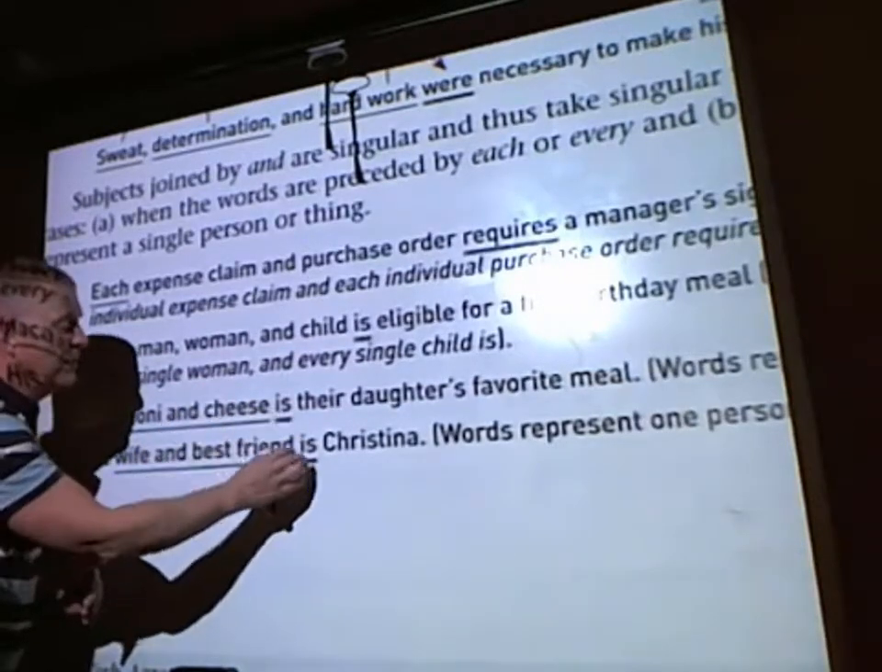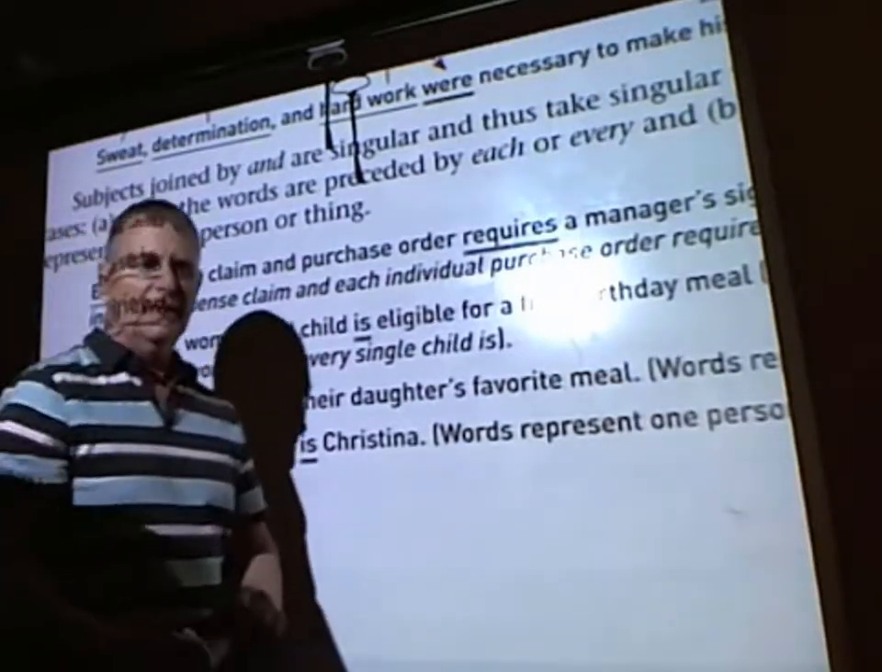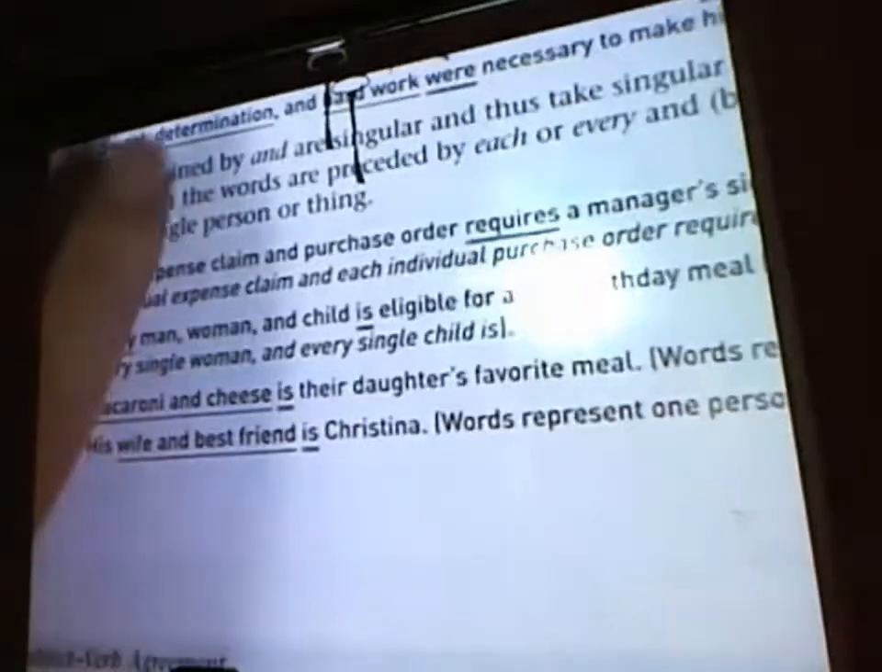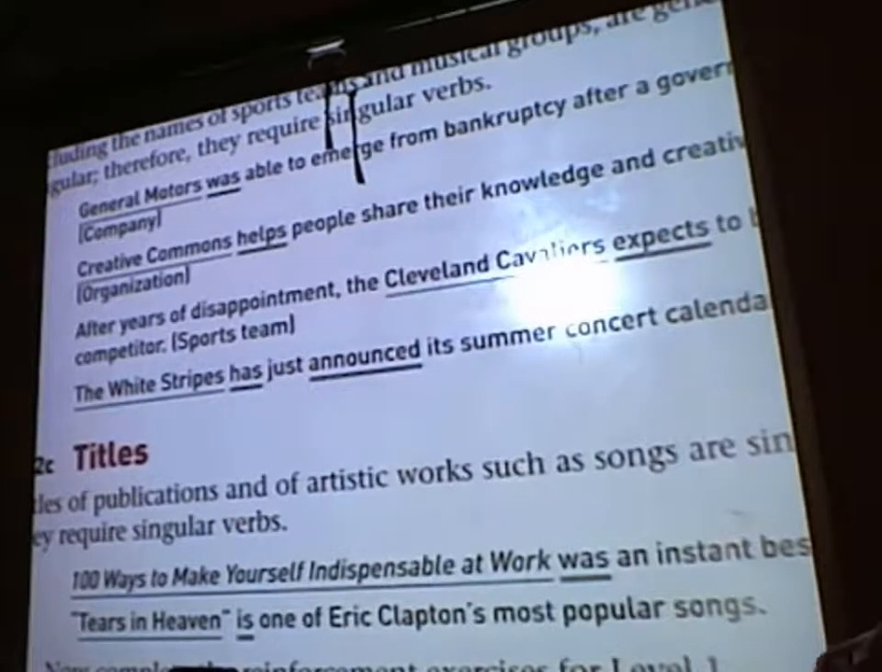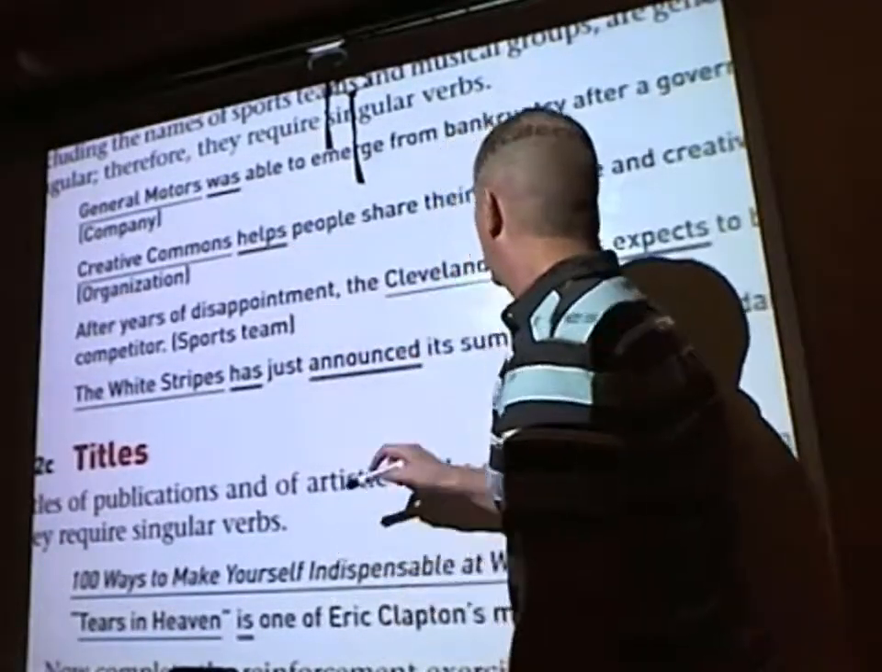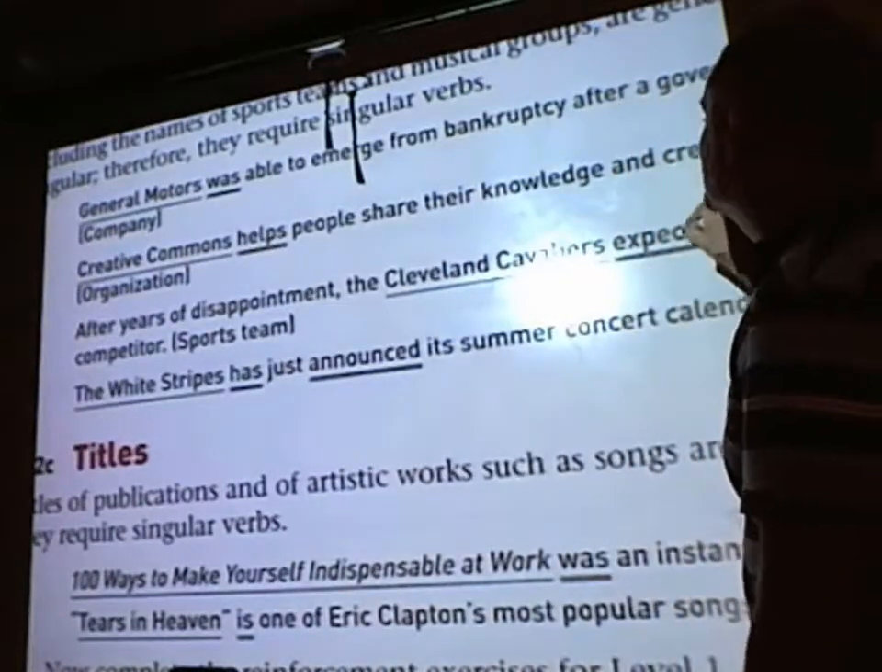Okay, on the next page, company and organization names are always considered to be singular. General Motors was. Creative Commons helps. Cleveland Cavaliers expects. Even though that's an S ending, it's one team, so we need a singular verb.